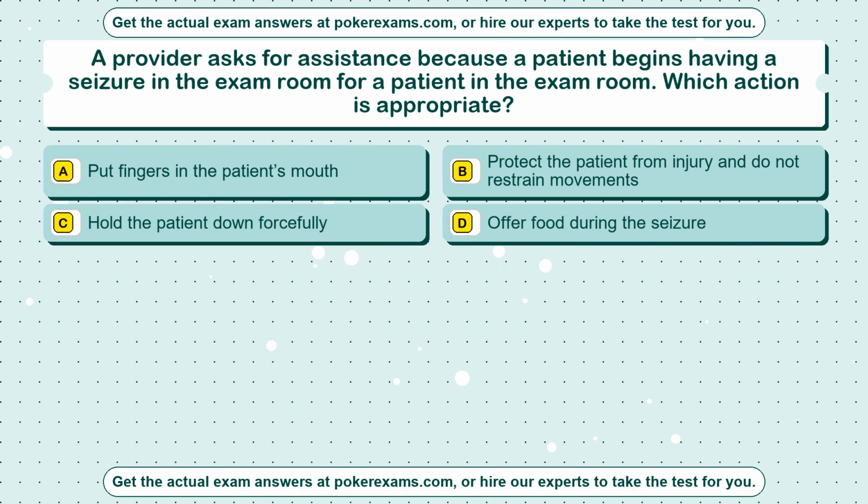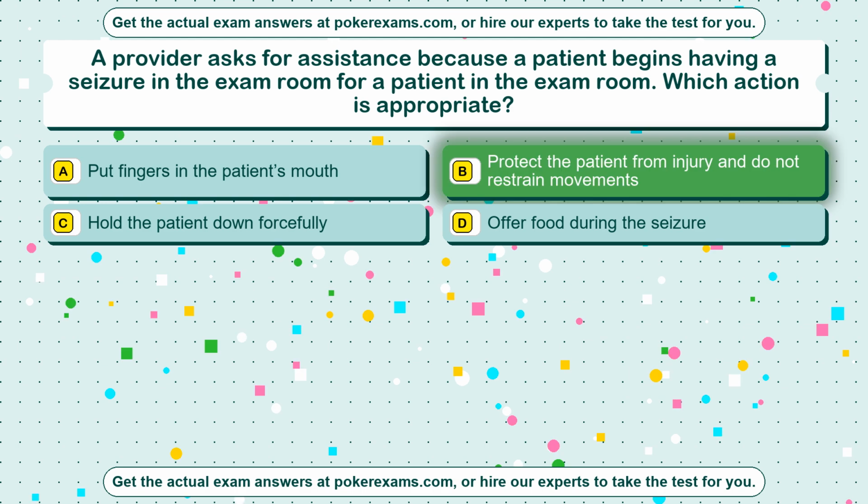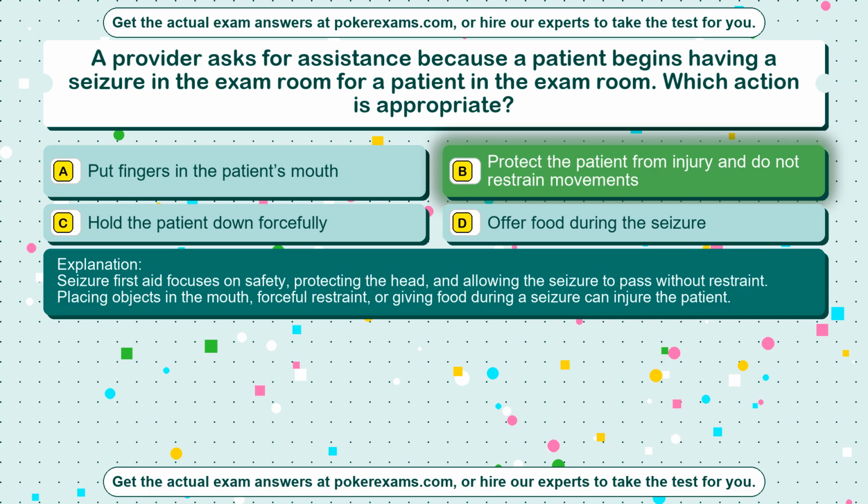Question 67. A provider asks for assistance because a patient begins having a seizure in the exam room. Which action is appropriate? Option A, put fingers in the patient's mouth. Option B, protect the patient from injury and do not restrain movements. Option C, hold the patient down forcefully. Option D, offer food during the seizure. The correct answer is option B, protect the patient from injury and do not restrain movements. Seizure first aid focuses on safety, protecting the head, and allowing the seizure to pass without restraint. Placing objects in the mouth, forceful restraint, or giving food during a seizure can injure the patient.